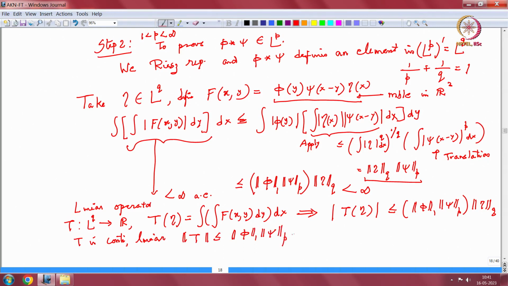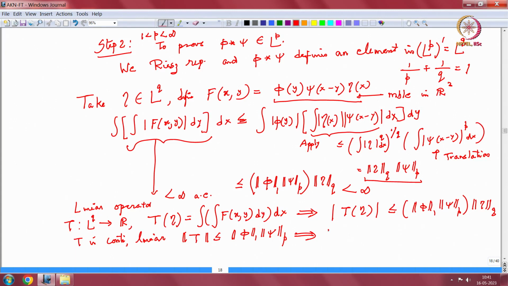If some points are missing, you can just compute that one. So now apply the Riesz representation theorem. You know that every continuous linear functional can be identified with an element of L^p. So T is a continuous linear functional on L^q, and you can identify it with an element, and that element is precisely your definition of phi star eta.